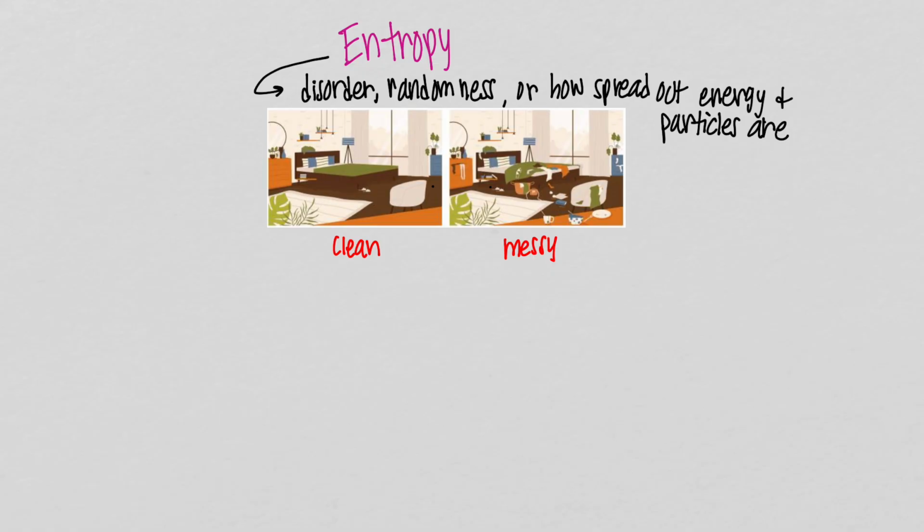Here where it's clean, the entropy is low. Why? Because everything is where it's supposed to be. It's clean, it's organized. On the other hand, over here, it's going to be high entropy. Why? Because everything's all over the place. There's a messiness. It's random, it's all spread out. Things are not where they're supposed to be.